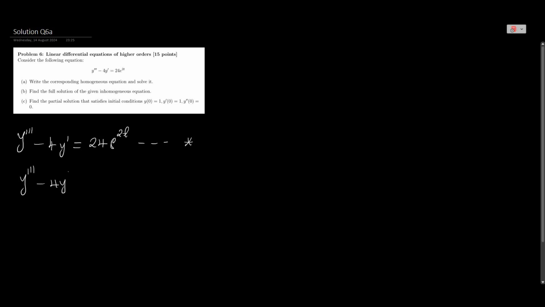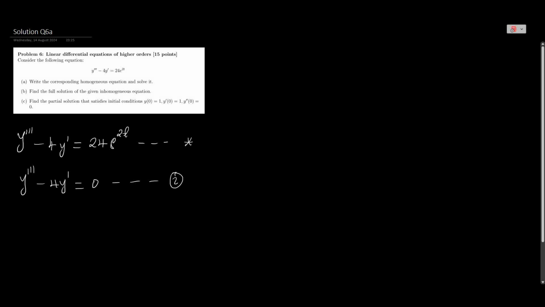So our homogeneous equation is simply a differential equation equated to 0. So we're simply going to have y triple prime minus 4y prime equals 24e raised to the power 2t. We are going to call this our equation star, right? Now our homogeneous equation is y triple prime minus 4y prime equals 0. We're going to call this our equation 1. So this is our homogeneous equation, the solution to the first part of the question.